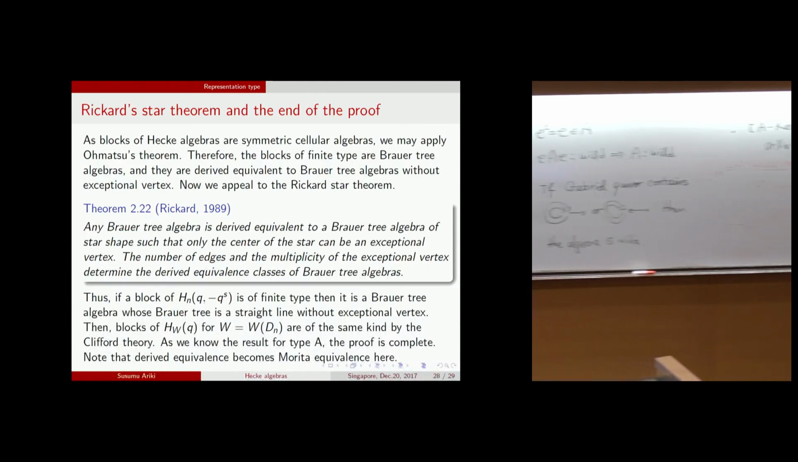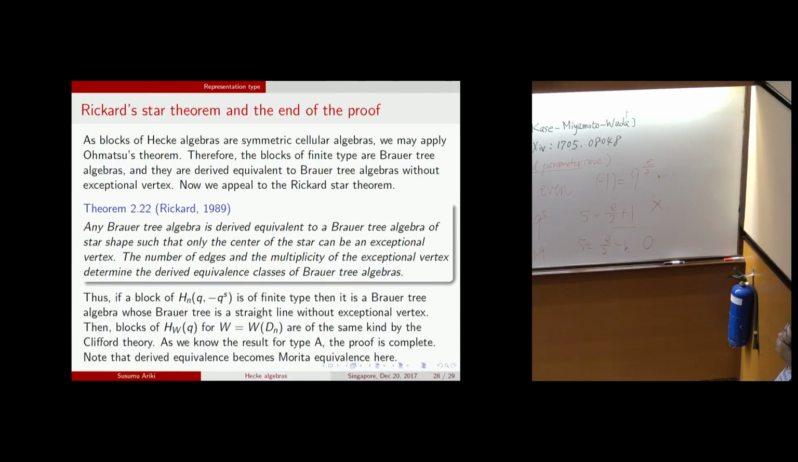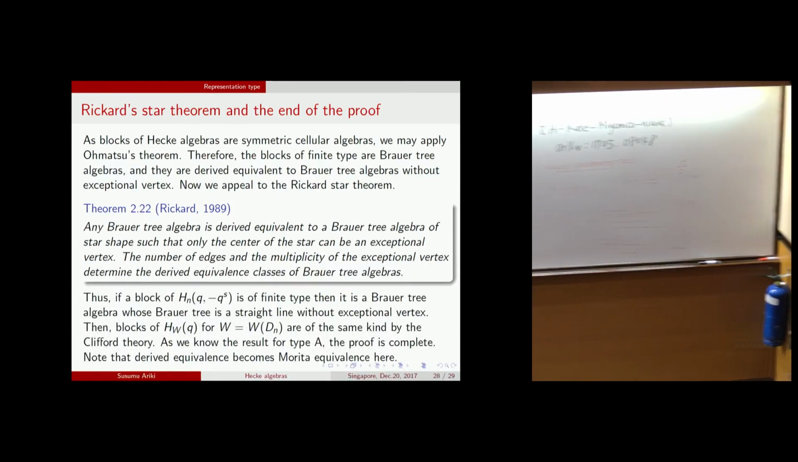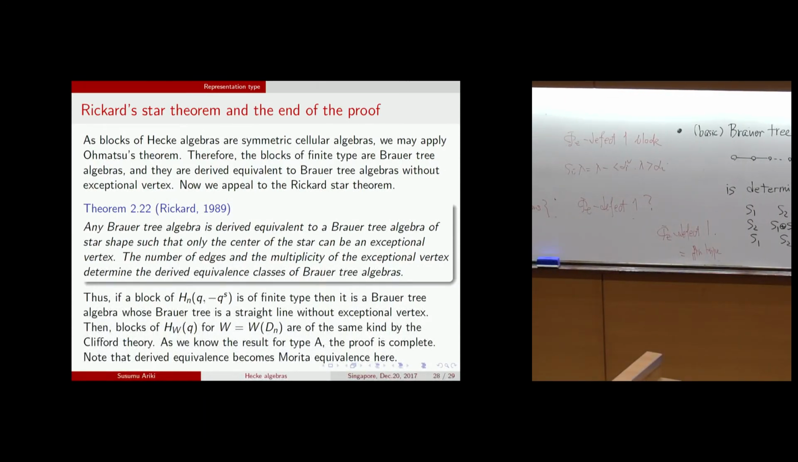So now, blocks of Hecke algebras are symmetric cellular algebras, so we may apply Ōmatsu's theorem or a combination of Koenig, Xi, and Riedtmann. And then therefore, the blocks of finite type are Brauer tree algebras, and they are derived equivalent to Brauer tree algebras without exceptional vertices. Now we appeal to the Rickard-Starr theorem. The Rickard-Starr theorem says that any Brauer tree algebra is derived equivalent to a Brauer tree algebra of star shape, so a symmetric Nakayama algebra actually, such that only the center of the star can be an exceptional vertex. And the number of edges and the multiplicity of the exceptional vertex determine the derived equivalence classes of Brauer tree algebras.